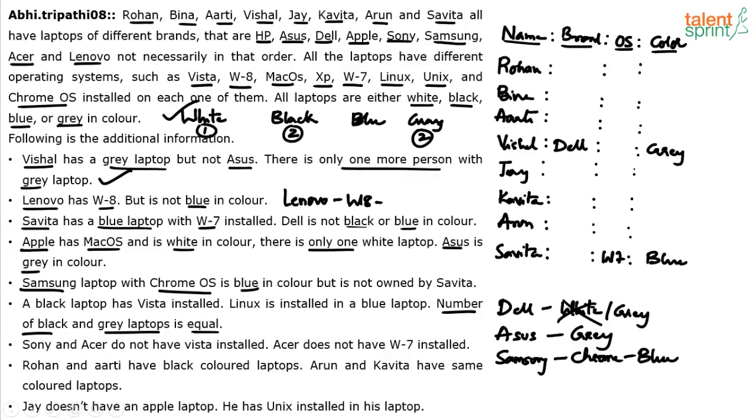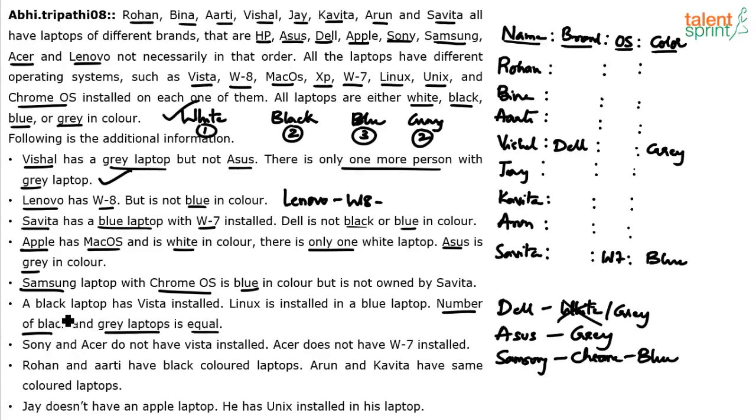Now if you see, out of a total of 8, 1 is white, 2 are black, 2 are gray. So the remaining 3 have to be blue. Yes or no? 1 plus 2, 3, 3 plus 3, 6 plus 2, 8. So now it's clear with respect to the colors. There's only one white laptop, 2 black laptops, 2 gray laptops, and 3 blue laptops.